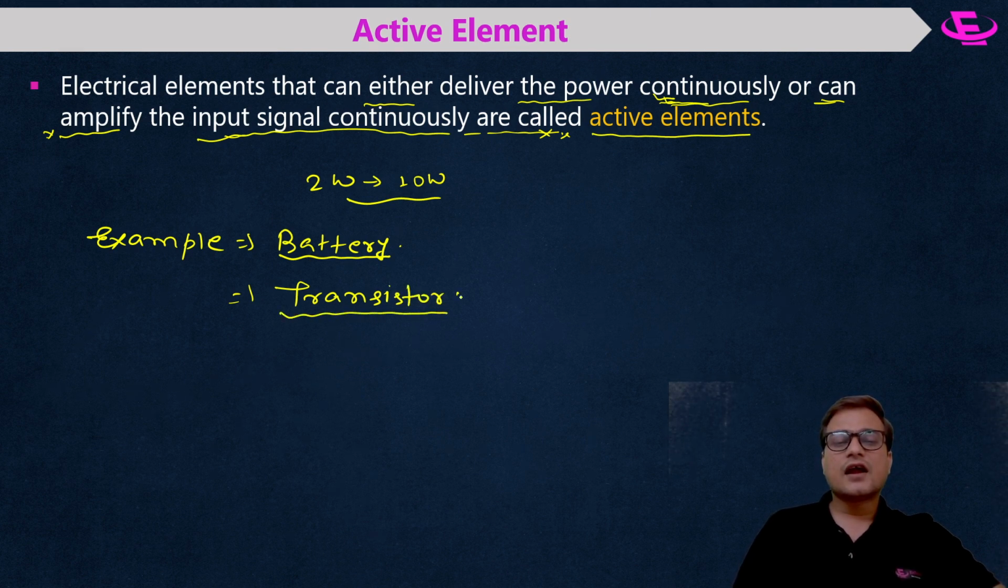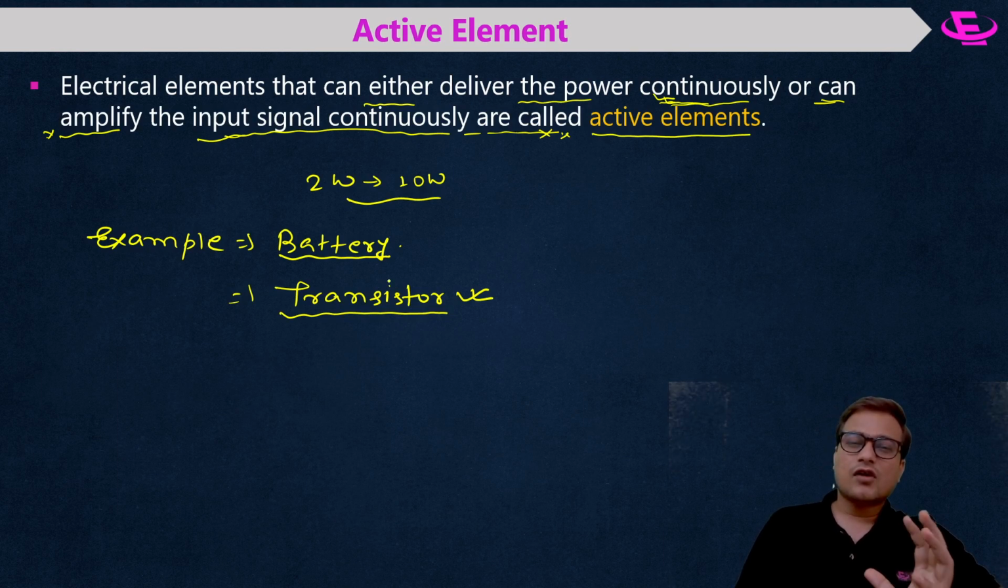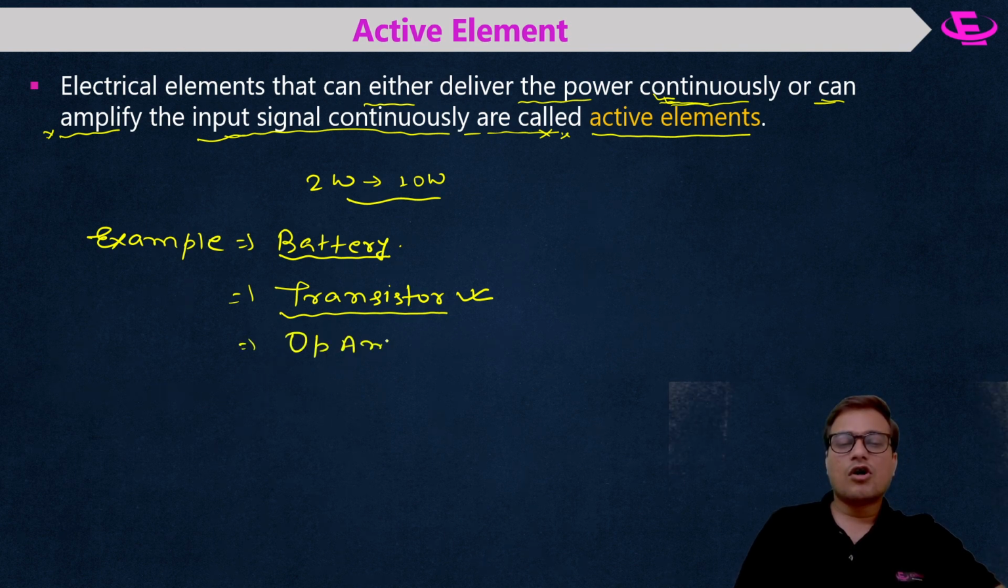Transistor is an active element. Why? Because it is used as an amplifier. It can amplify the input signal. If you apply some input signal, it will be amplified. Next is the op-amp. Op-amp means operational amplifier. So these two are also examples of active elements.